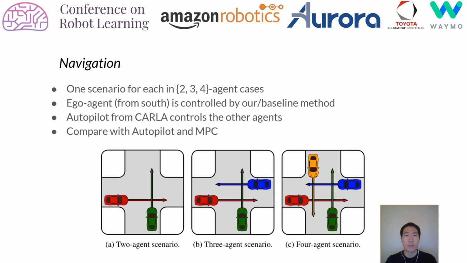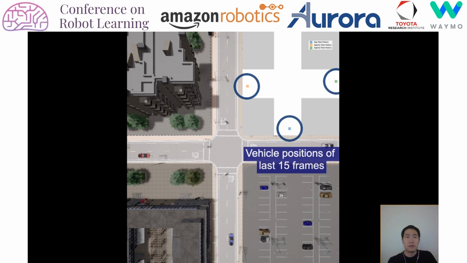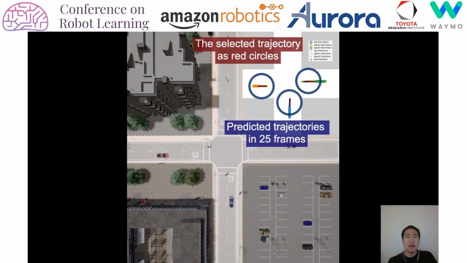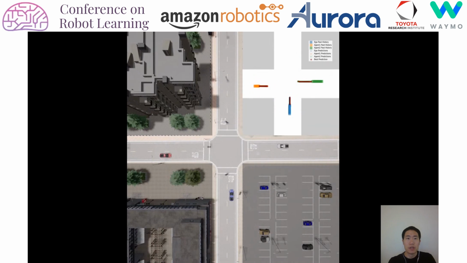In navigation, we compare our method with autopilot and MPC with different numbers of agents. This example shows navigation with 3 agents. The blue agent in south is the ego agent controlled by our model. The other 2 agents are controlled by autopilot. The minimap shows the positions of the agents in last 15 frames. The predicted trajectories are shown as circles, and the selected trajectory is in red. At this moment, 3 vehicles are slowing down. Then the ego agent is yielding to another agent, and later it speeds up once the intersection becomes clear.